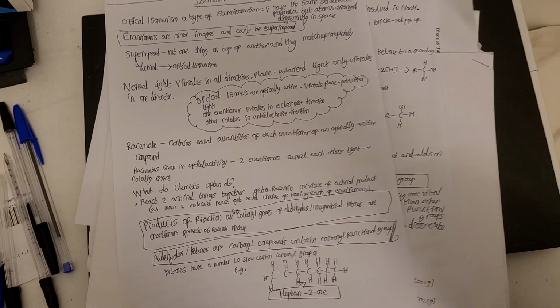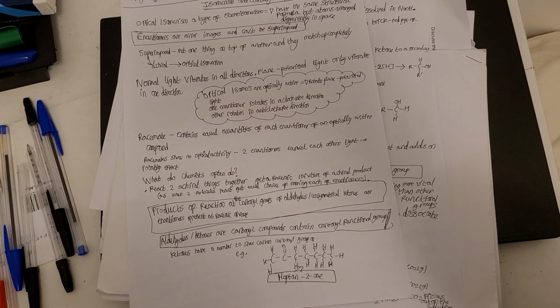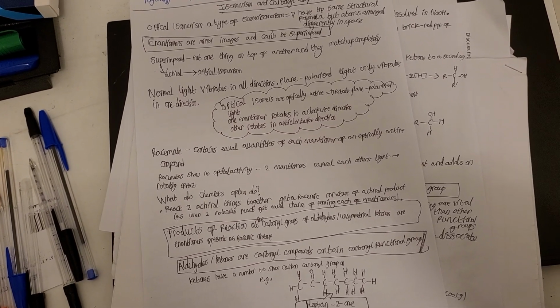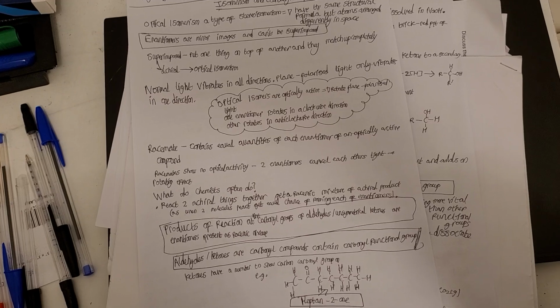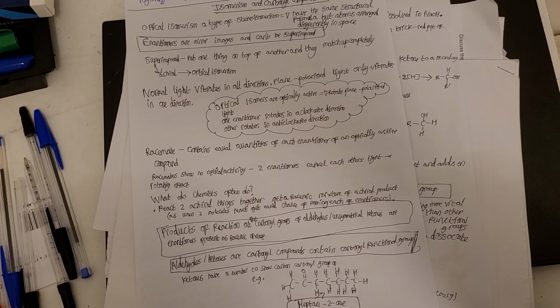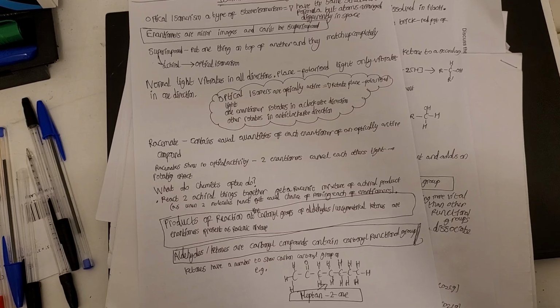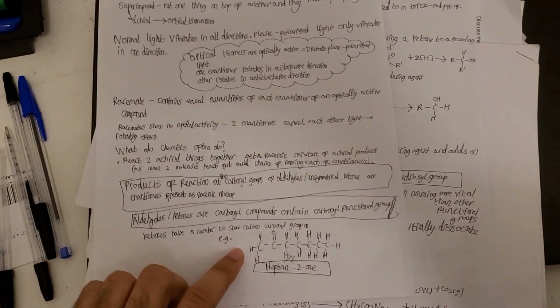Aldehydes and ketones are carbonyl compounds and they contain a carbonyl functional group. Aldehydes have the carbonyl functional group at the end of the carbon chain, ketones have it in the middle of the carbon chain. Both contain a carbonyl functional group. Ketones have a number though to show the carbon number the carbonyl group is on.